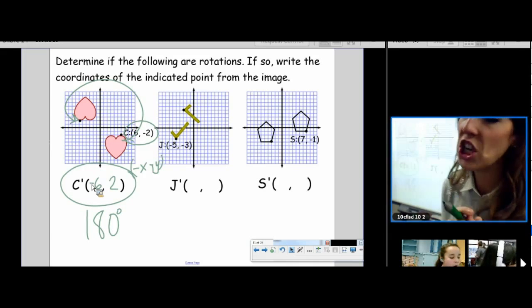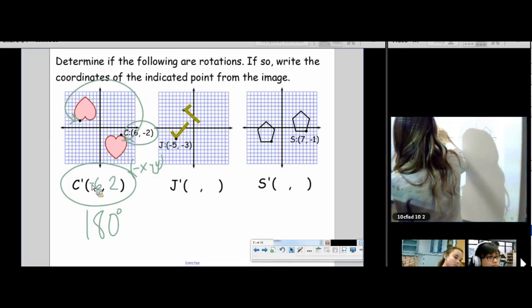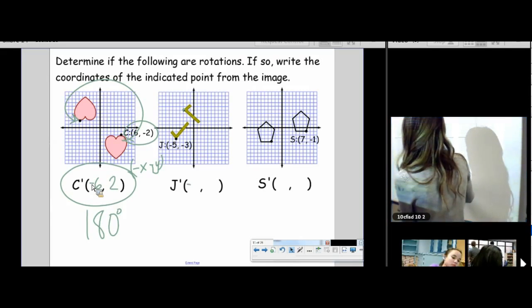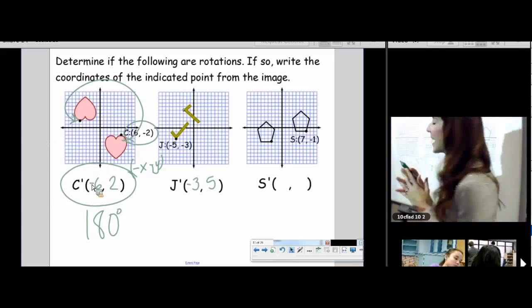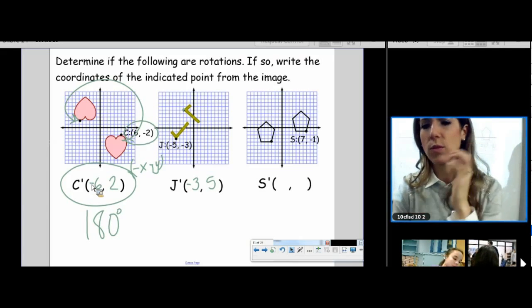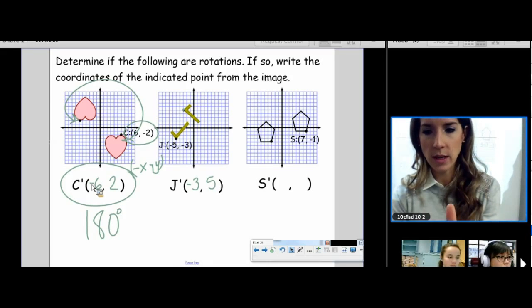All right, let's look at the check mark. There's J. Here's J prime. What are the coordinates? -3, 5. Is that a rotation? Yes? How many degrees rotated? Check the original point and the new point. Is it 90 degrees?